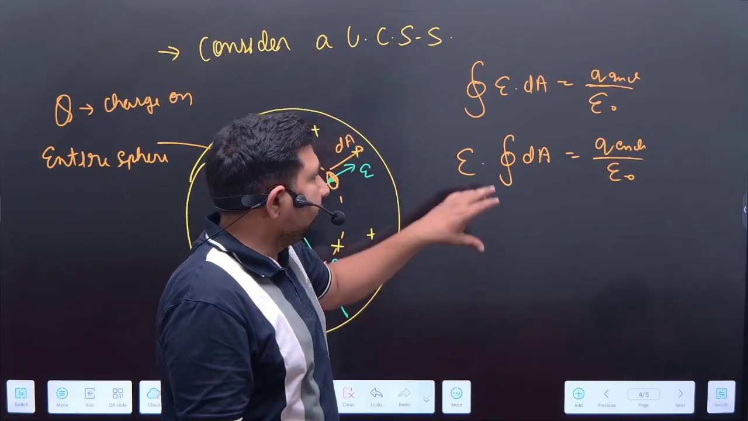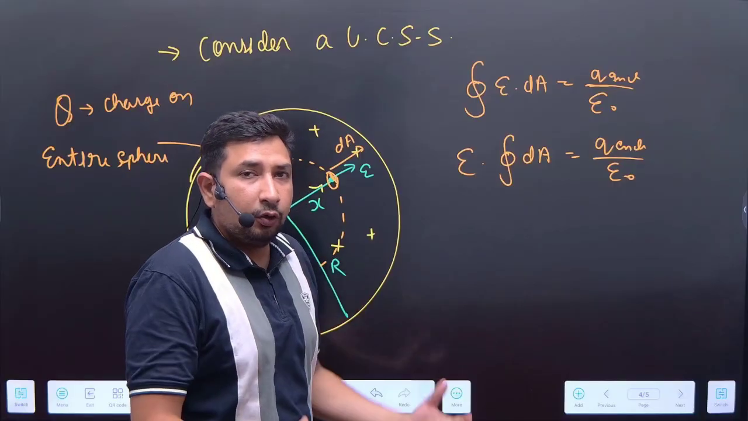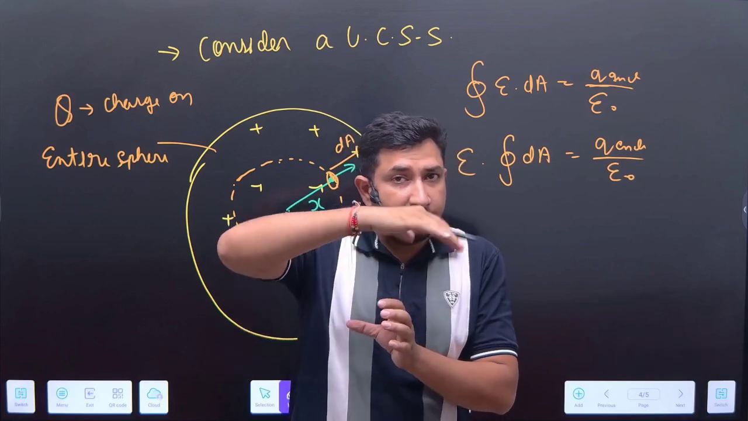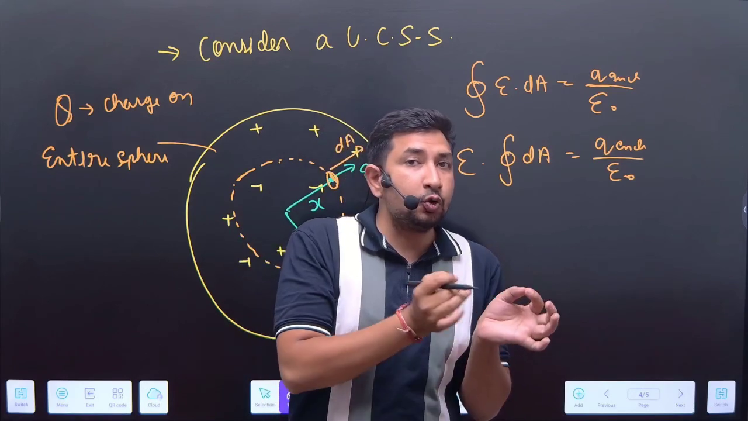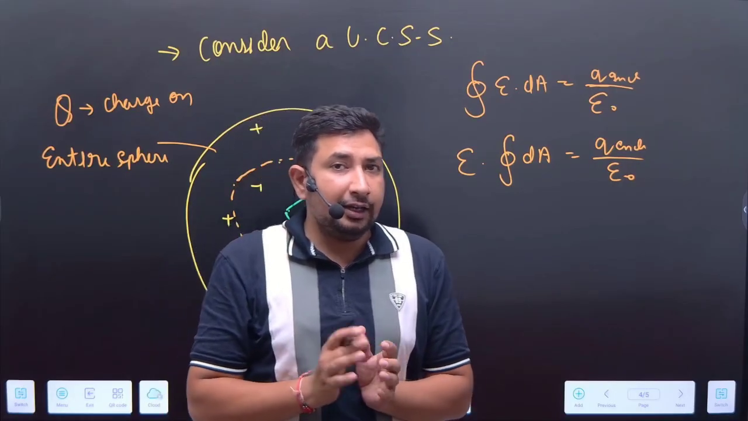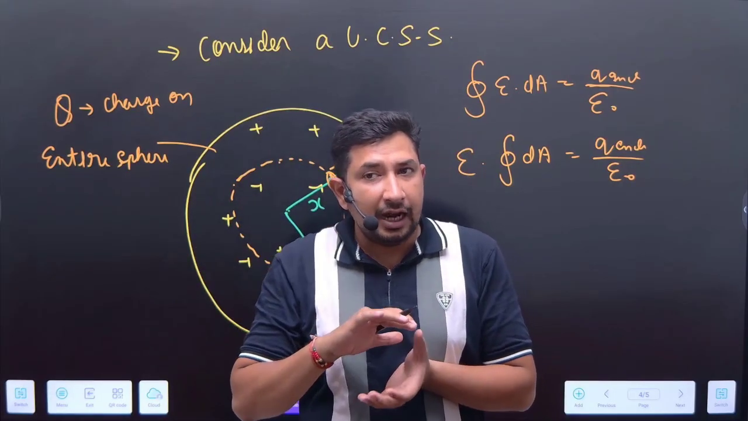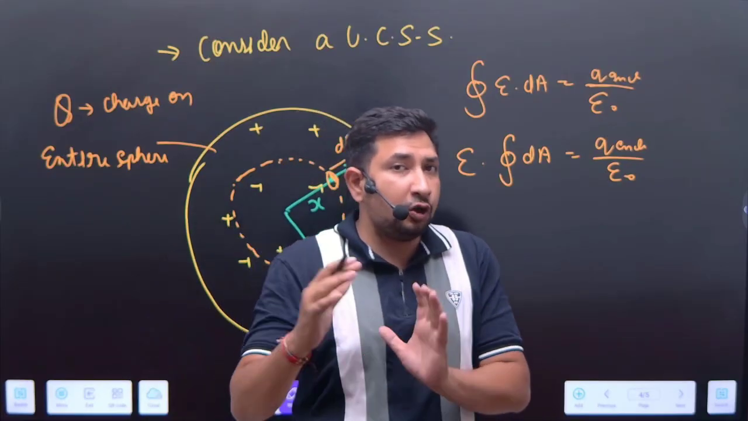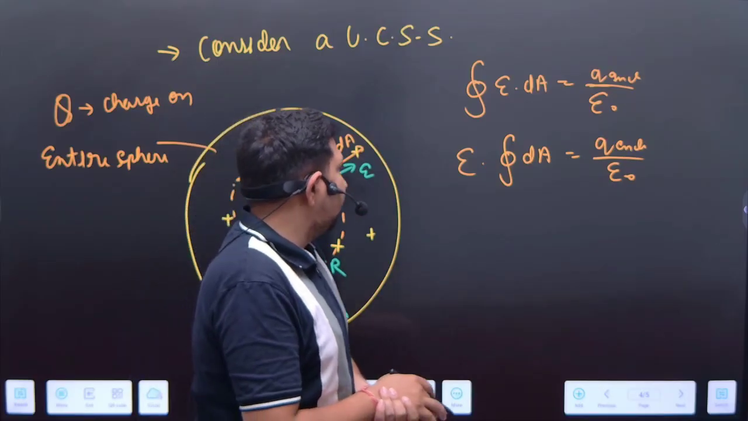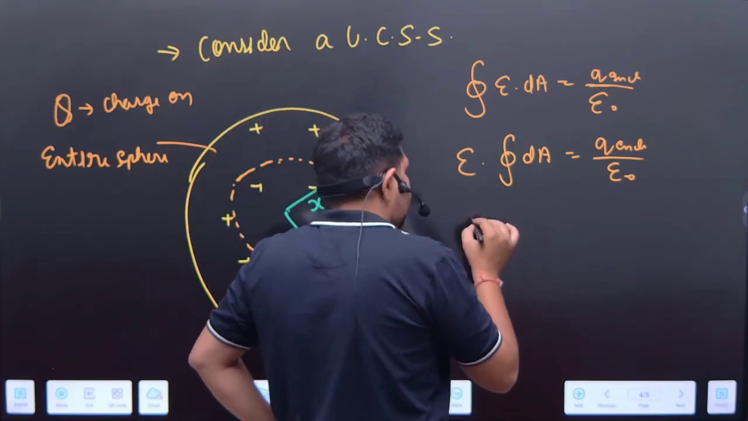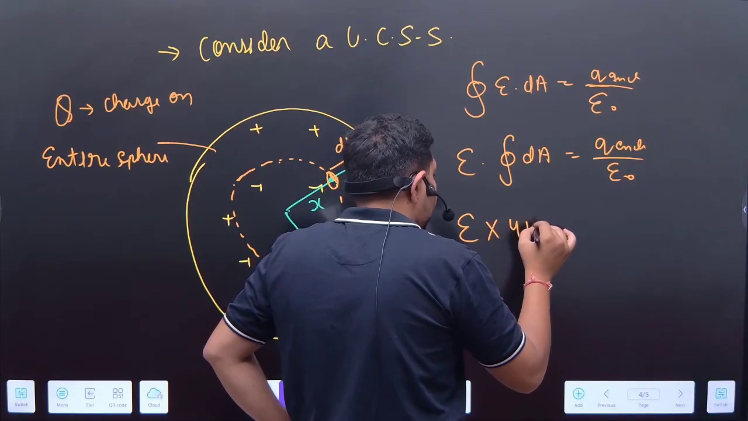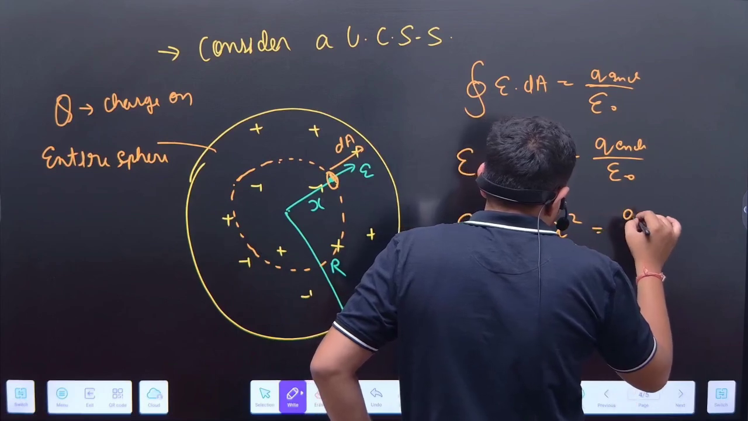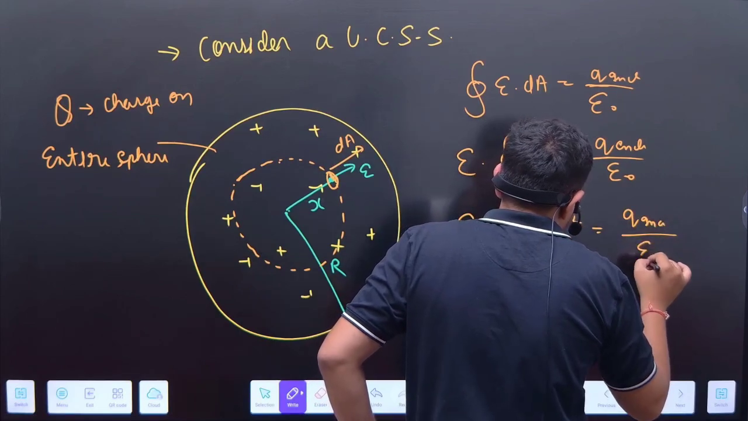Now, what does it mean, the closed integral of dA? It means that if you take a small area and repeat the same thing over this entire surface, that will give you the closed integral of dA. In another language, this entire area of the sphere is equal to the closed integral of dA. And we know the formula for the area of a sphere, that is 4 pi r square. So I can say E times 4 pi x square, since the radius over here is x, should be equal to the charge enclosed divided by epsilon naught.